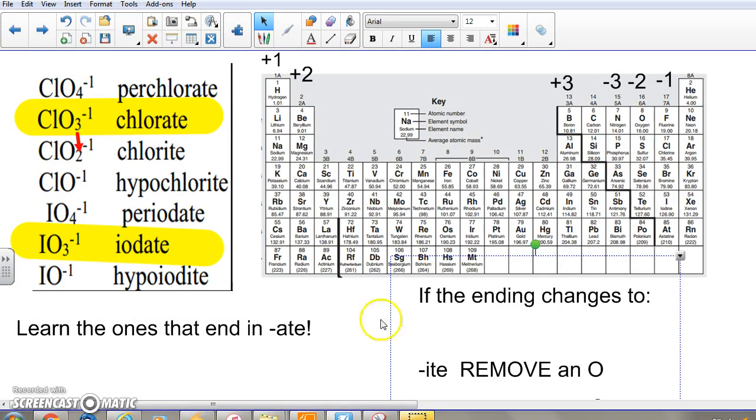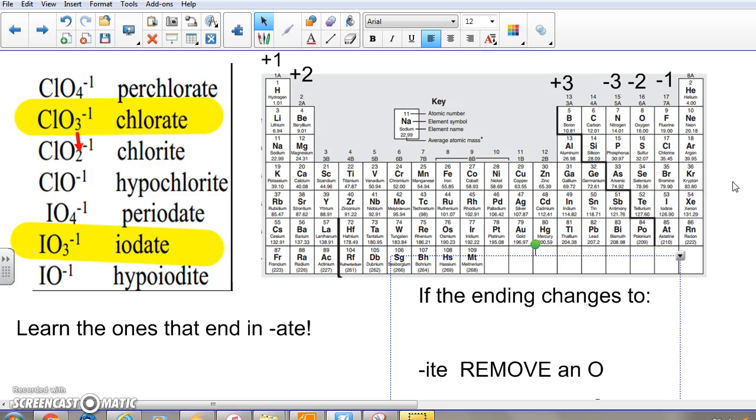Second rule is actually the opposite. Rather than looking at adding an O when you add a prefix, if the ending changes from an ATE ending to an ITE ending, like we did here, chlorate becomes chlorite, iodate becomes, oh wait, there isn't an iodite on here, but you could figure out what it is. If the ending changes to ITE, we're going to remove an O. So here's ClO3, ClO2, difference of 1 O, ate becomes ite.